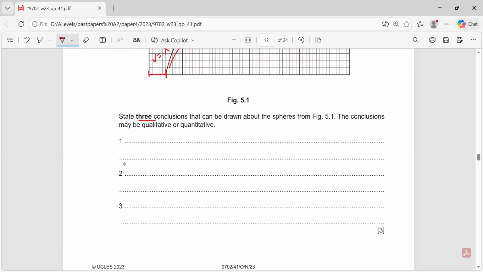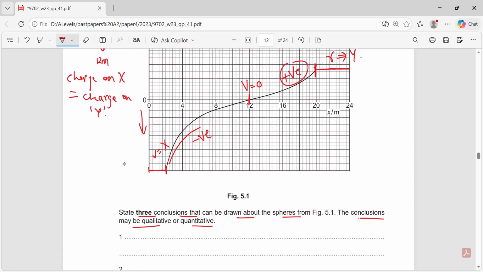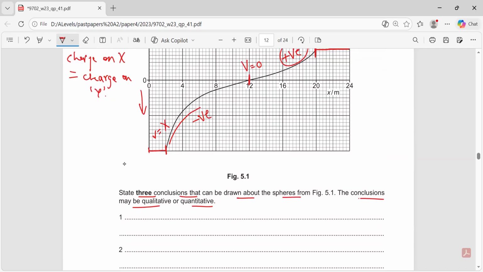वो कहता है state three conclusions that can be drawn about the spheres. The conclusions may be qualitative or quantitative. तो सबसे पहला हम क्या इसमें लिख सकते हैं बात कि the radius of X is 2. यहाँ पे हमें पता चला इसका रेडियस 2 है और इसका रेडियस कितना है यहाँ से यहाँ तक 4. तो आप लिखोगे radius of X is 2 meters and radius of Y is 4 meters.